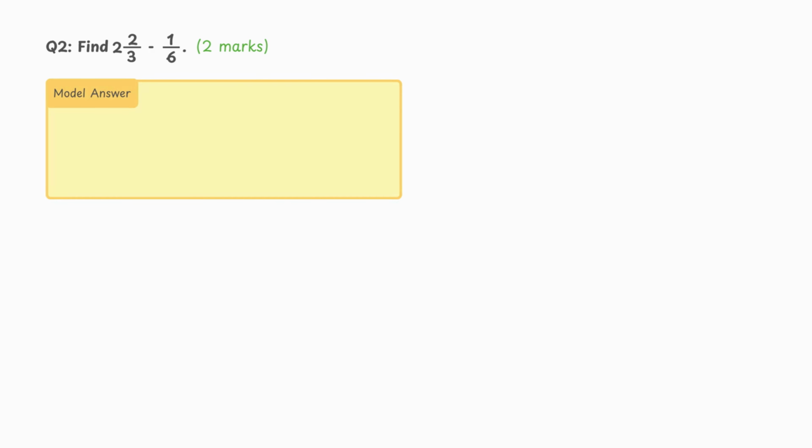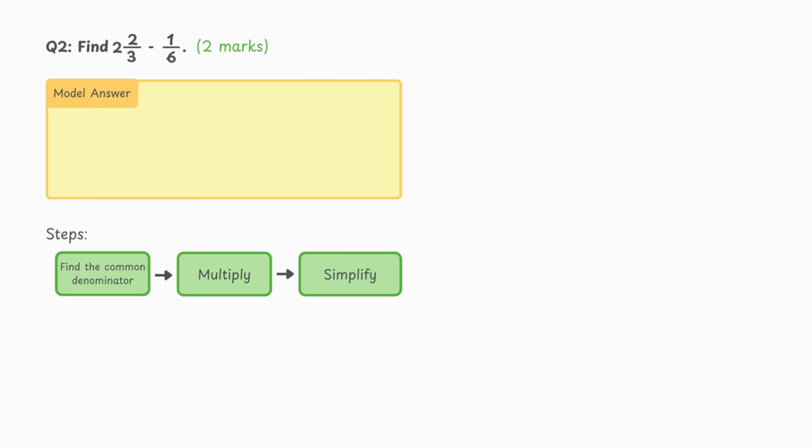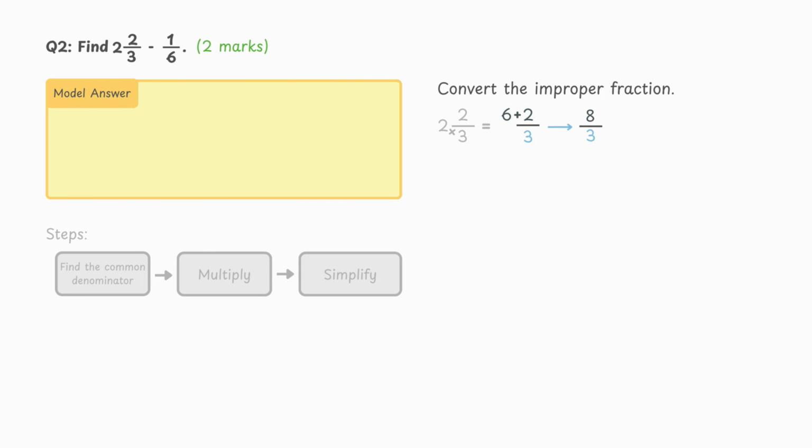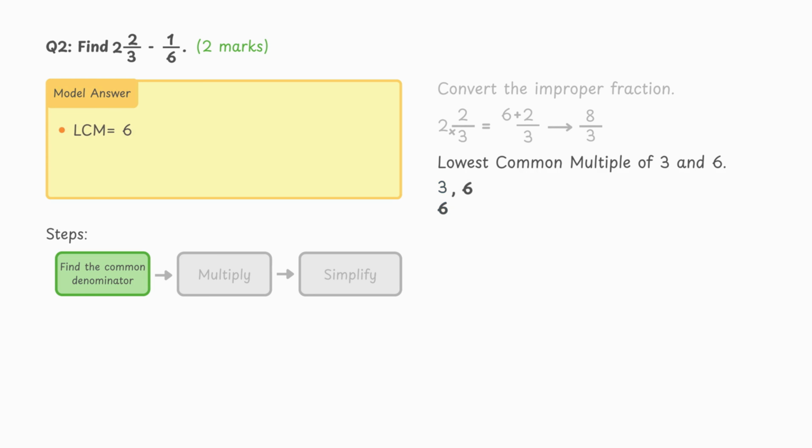Let's try another question. You can pause the video and try yourself. For our next given equation, we have here 2 and 2/3 minus 1/6. Follow these same exact steps. So first, we need to convert the mixed number to an improper fraction. 2 multiplied by 3 is equal to 6. After that, we add 6 to the numerator to get 8. Next, we copy the denominator. We get 8/3. Next, we will find the lowest common multiple of 3 and 6 to get the common denominator.